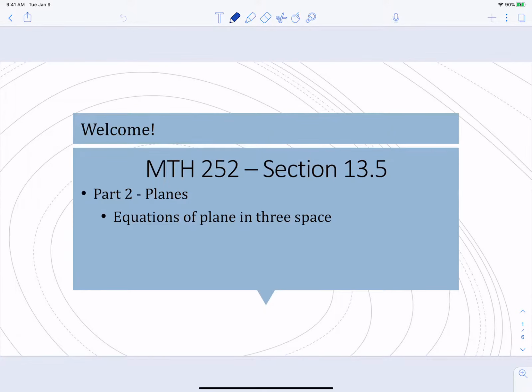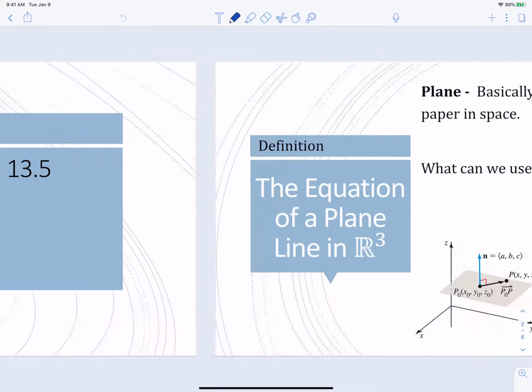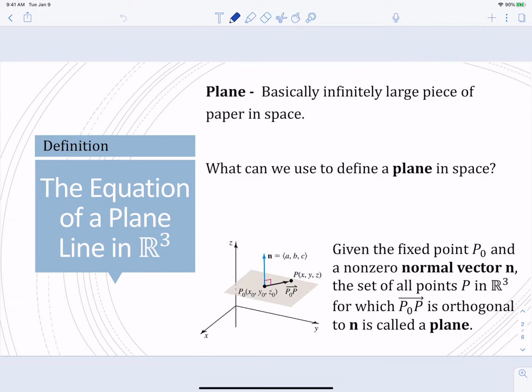All right, on to our last video for the week. This is again section 13.5, and we're on part 2, planes. We're going to look at equations of planes in 3-space. So a plane is what you think it is. It is basically an infinitely large piece of paper just sort of going in space.